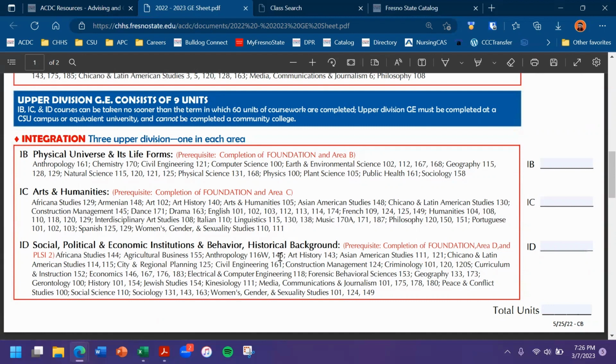IB would have a class like the environment and public health, which is just generally more specific. Same thing with IC, same thing with ID, although we want to put a note right now for this Anthropology 116W class. But typically these classes just need to be completed prior to graduation, can be knocked out early or taken throughout semesters, and typically can be found online or through different modalities as well.